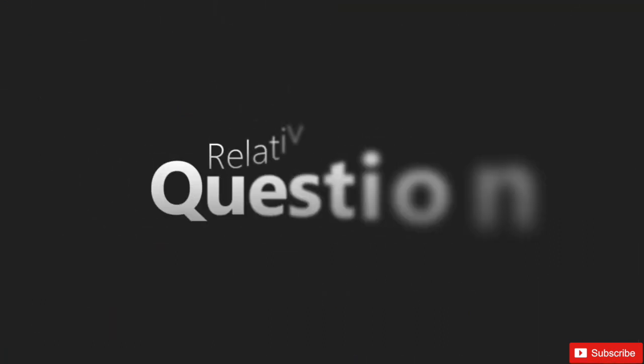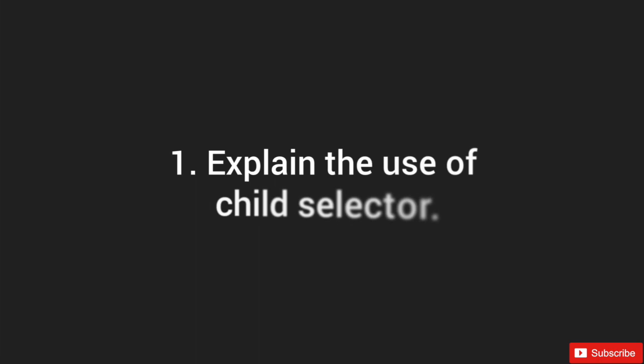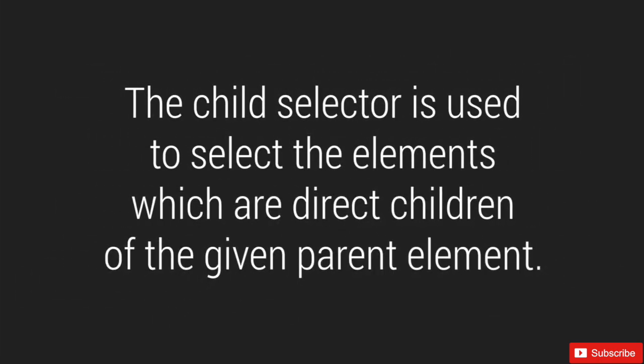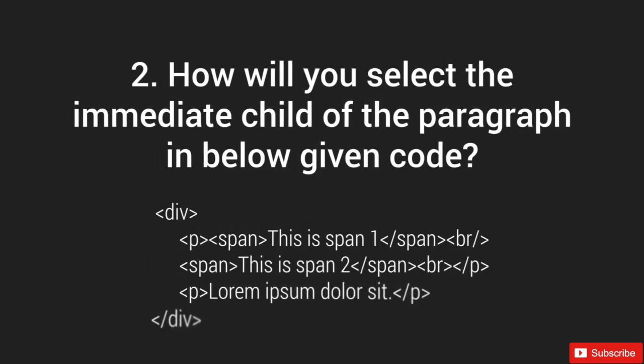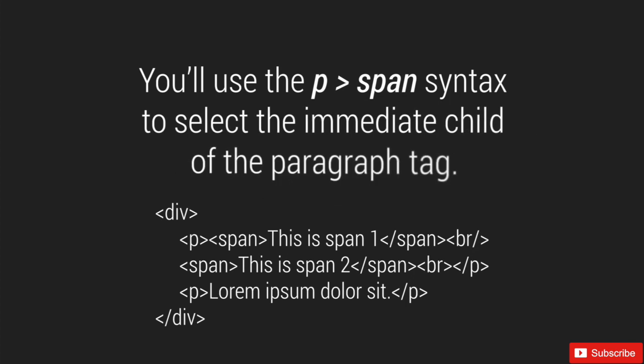Now let's talk about a relative question. Explain what is the use of child selector. So the child selector is used to select the elements which are direct children of the given parent element. The next question, which is a kind of assignment, is: how will you select the immediate child of the paragraph in the below given code? So we have already seen the child selector in this session. So you will use the paragraph greater than span syntax to select the immediate child of the paragraph tag.